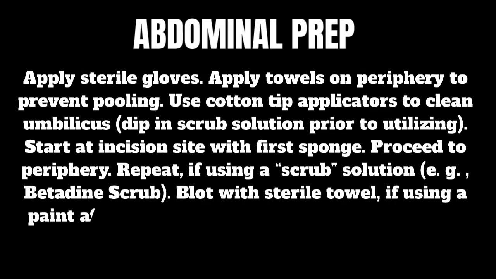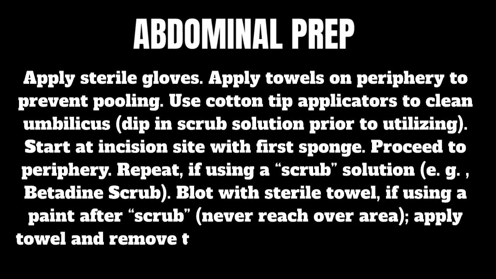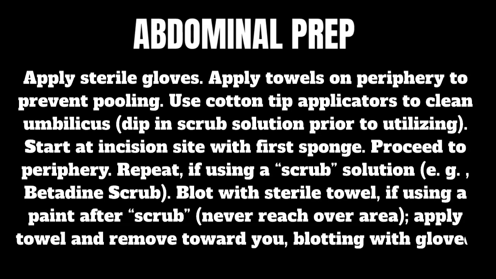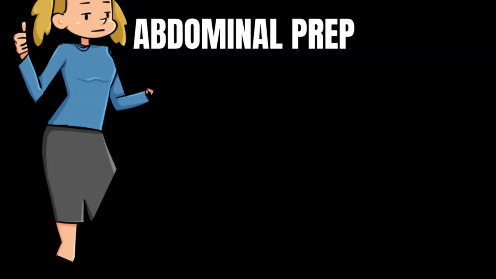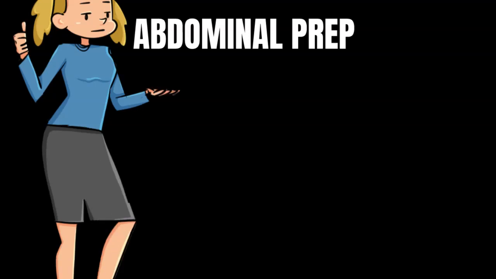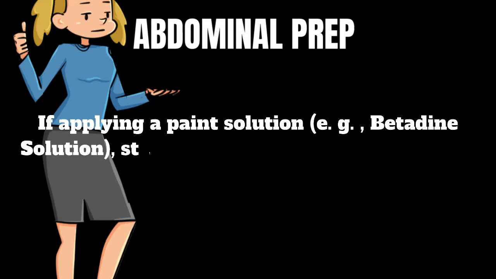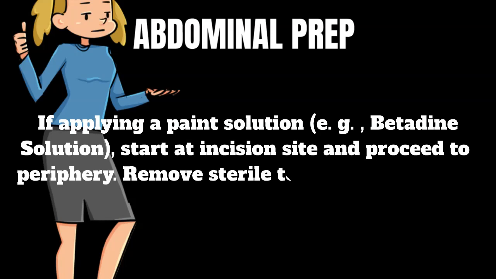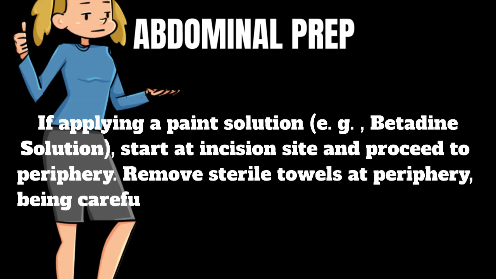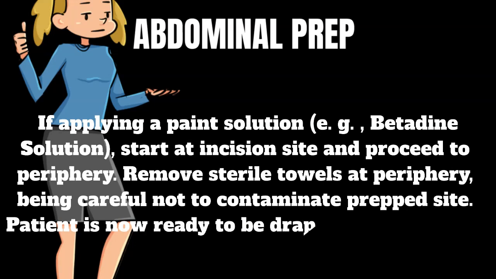Blot with a sterile towel. If using a paint after scrub, never reach over the area; apply the towel and remove it toward you, blotting with a gloved hand, using aseptic technique. If applying a paint solution, for example, Betadine solution, start at the incision site and proceed to the periphery. Remove sterile towels at the periphery, being careful not to contaminate the prepped site. The patient is now ready to be draped for the procedure.